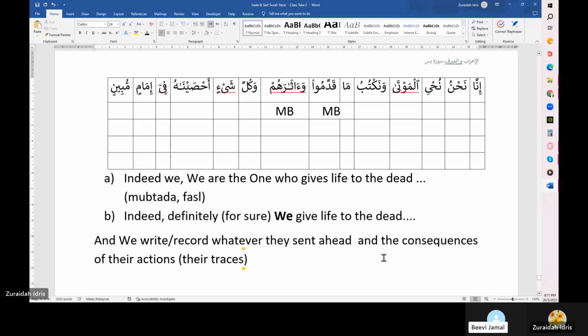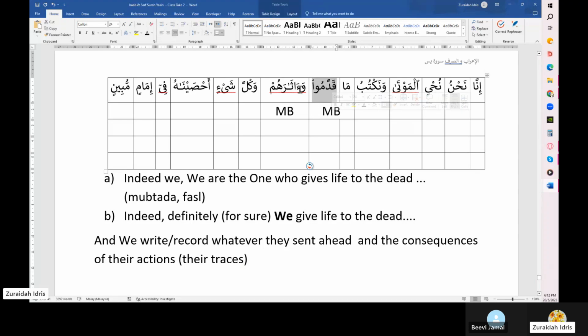Here it says in this app, and all things record what they have put forth and what they left behind. And what they left behind. Okay, where does the "what" come in? That's the ma. Wa ma athara. But the sila stops here, right? Because ma doesn't affect this one. Yes, because it's idafa.